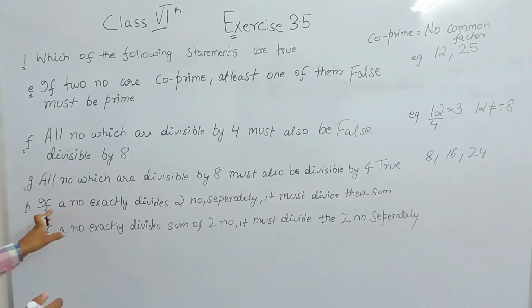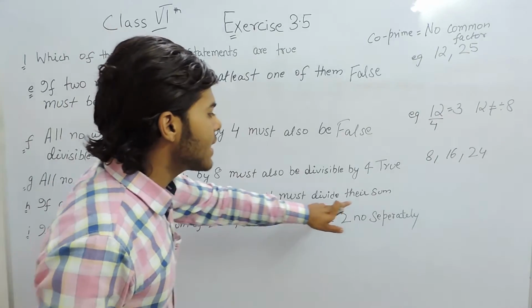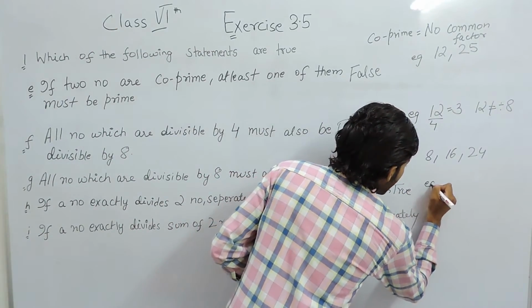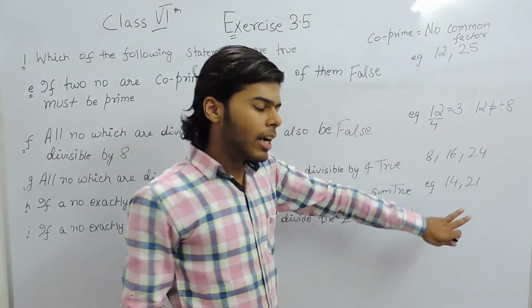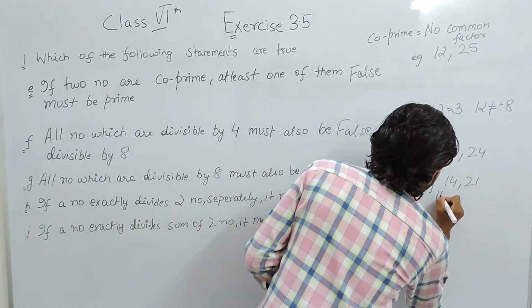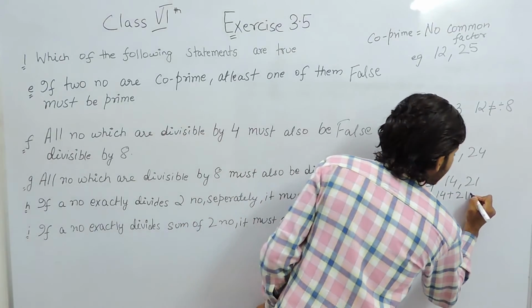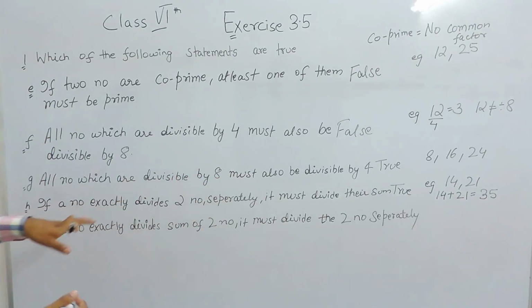The next one, if a number exactly divides two numbers separately, it must divide their sum. This statement is true. For example, if we take the numbers to be 14 and 21, these are divided by 7. 7 2 times 14 and 7 3 times 21, and if we add them, that is 14 plus 21, it gives us 35, and 35 is 7 5 times. So this statement is true.